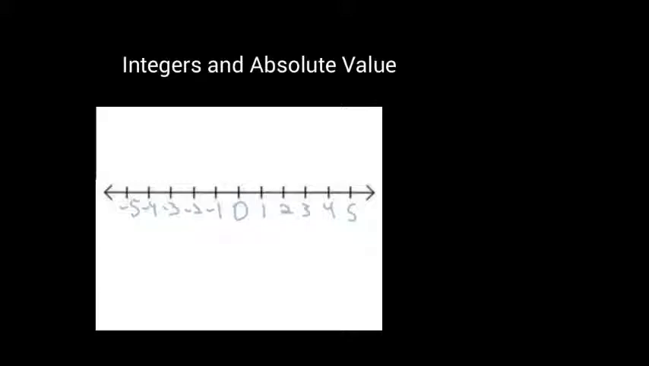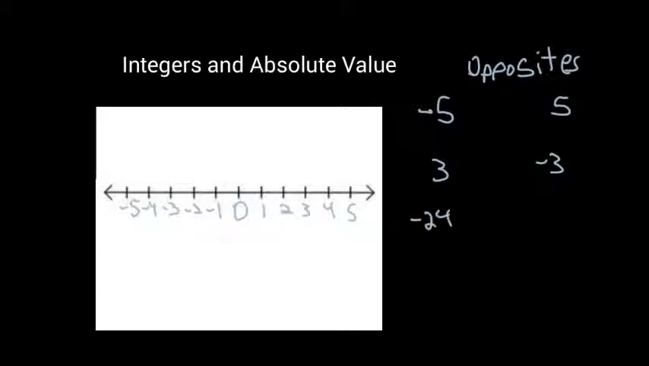So if I had the number -5 and I want the opposite, the opposite of -5 would be 5. The opposite of 3 would be -3. The opposite of -24 would be 24.